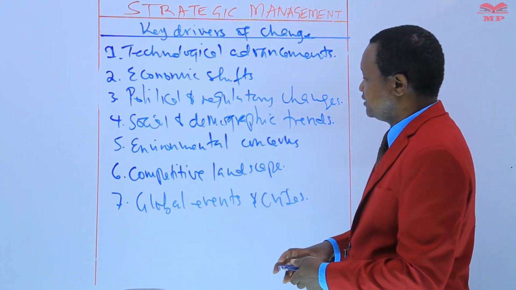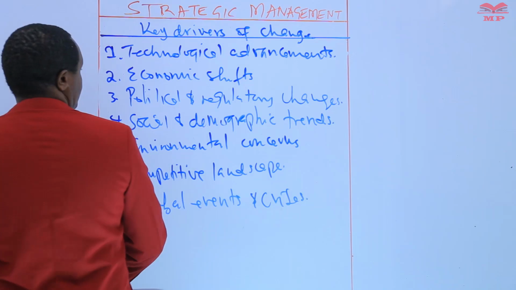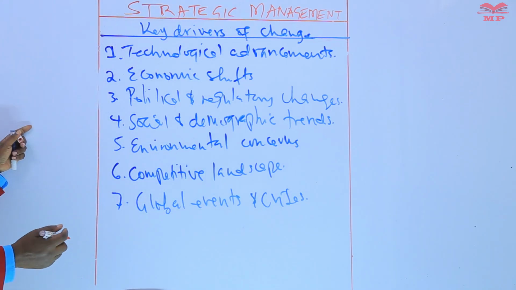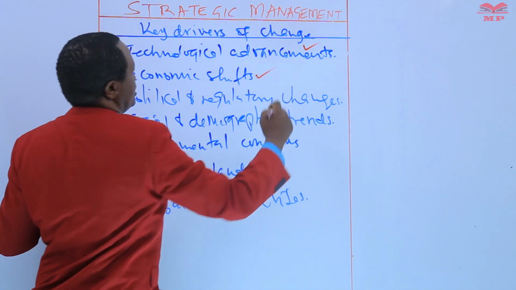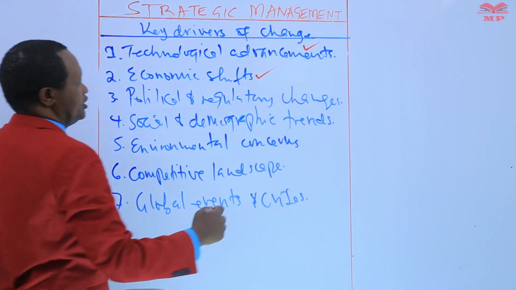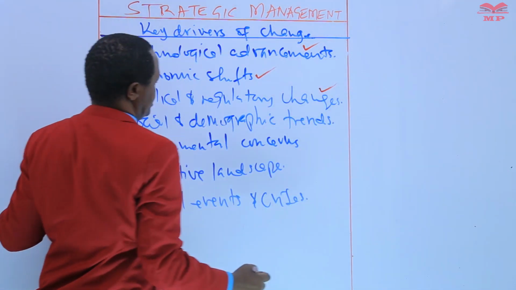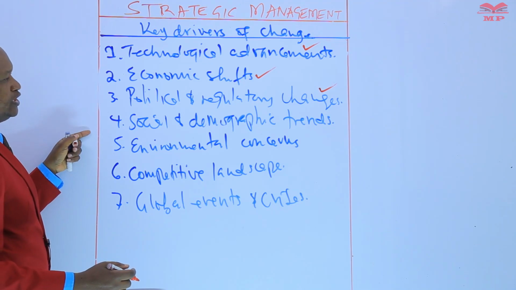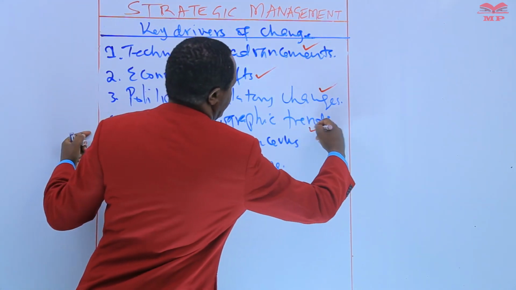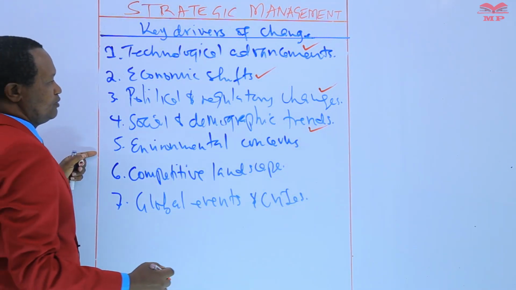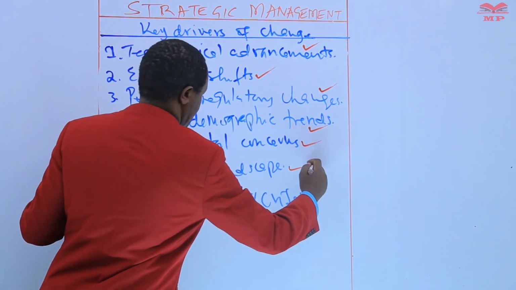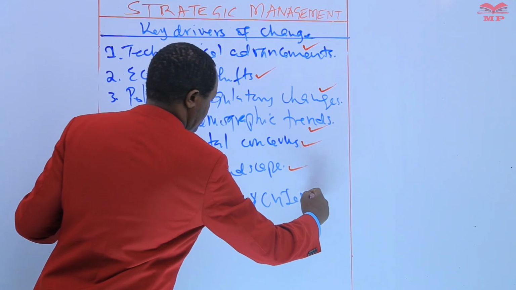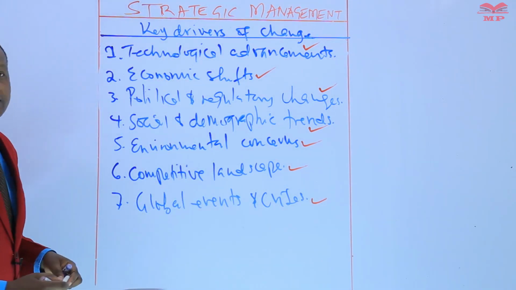So these are seven key drivers of change. The first one is technological advancements. Number 2, economic shifts. Number 3, political and regulatory changes. Number 4, social and demographic trends. Number 5, environmental concerns. Number 6, competitive landscape. And 7, global events and crises.